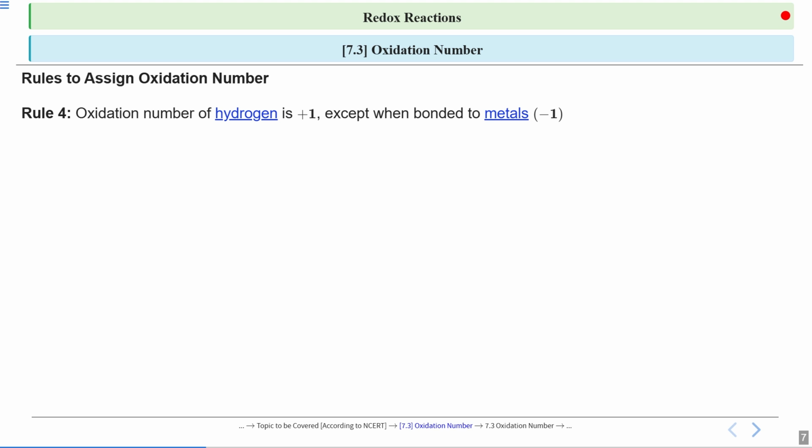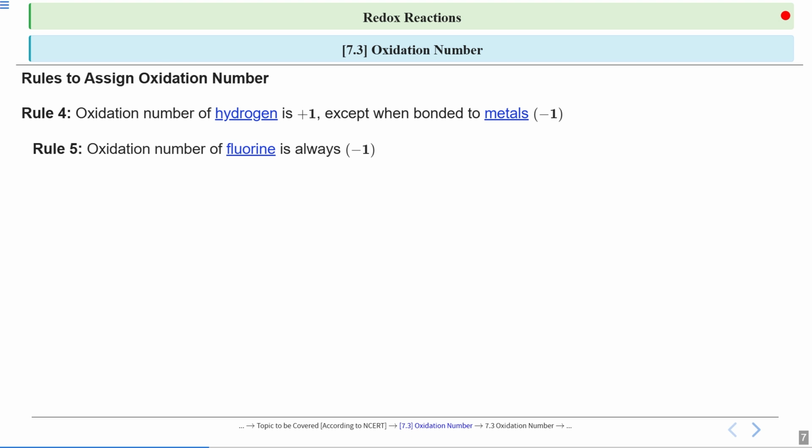How can we understand it? Look at hydrogen when it is bonded to metals in binary compounds. Binary compounds means compounds containing only two elements. If you consider the examples of lithium hydride, sodium hydride and calcium hydride, you will always find that the hydrogen has an oxidation number of -1.